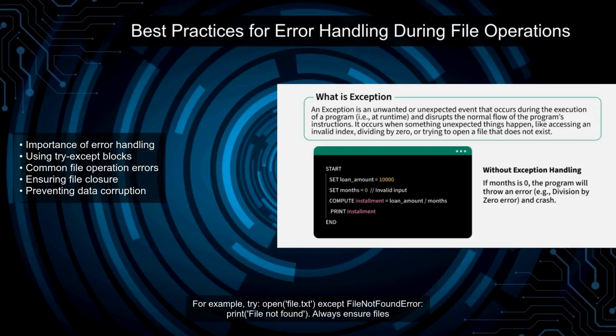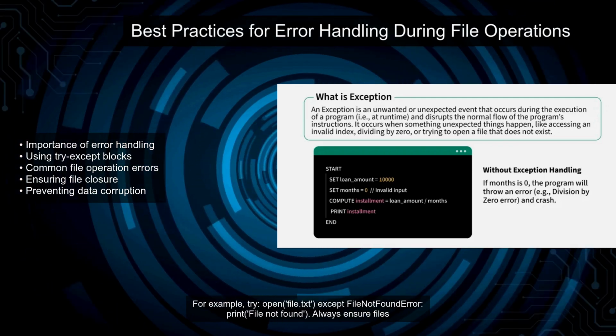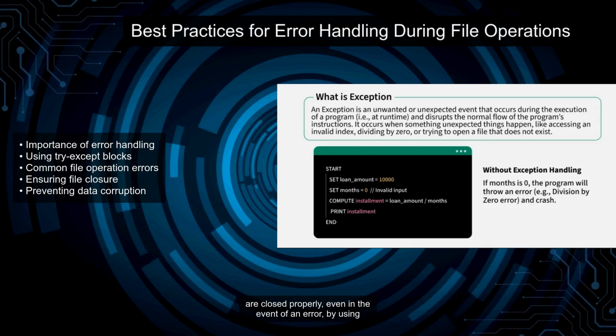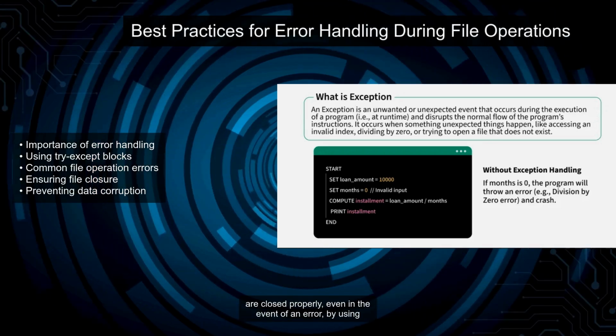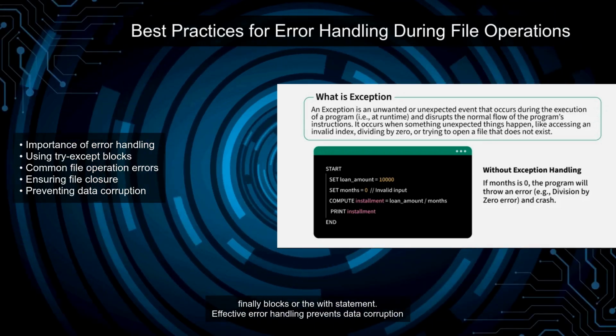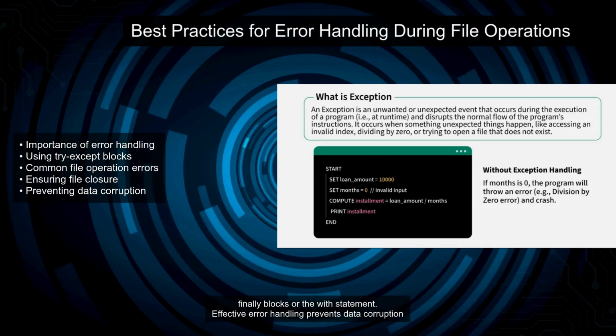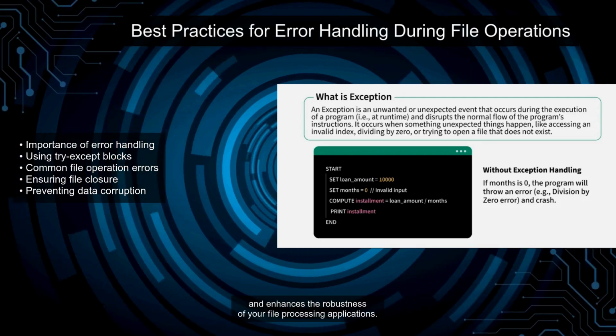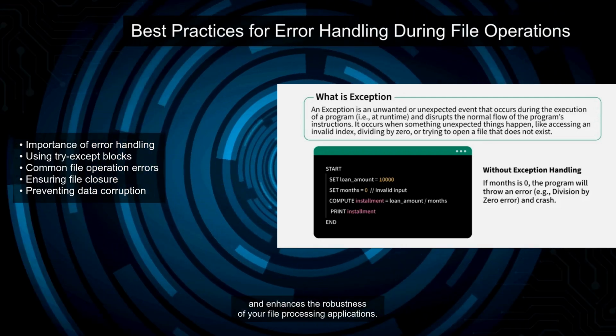For example: try: open('file.txt') except FileNotFoundError: print('File not found'). Always ensure files are closed properly, even in the event of an error, by using finally blocks or the with statement. Effective error handling prevents data corruption and enhances the robustness of your file processing applications.